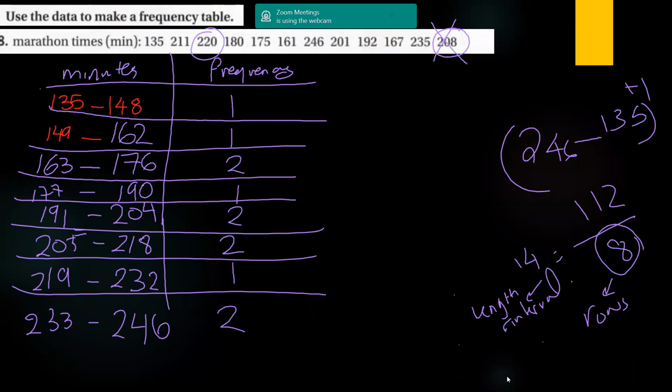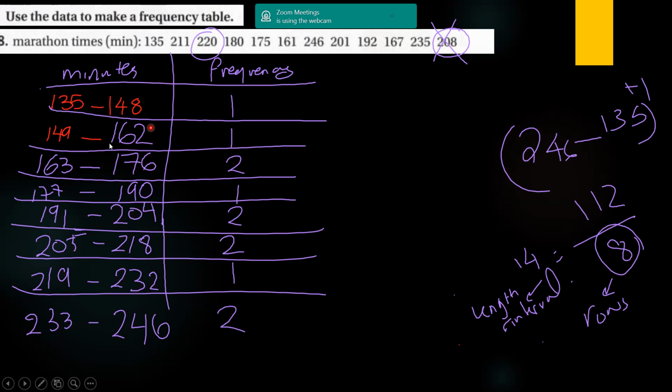Now let's see how many numbers we have. Let's count them here: 1, 2, 3, 4, 5, 6, 7, 8, 9, 10, 11, 12. So how many numbers do we have? 12. I want now to check if my frequency table is correct or not. Let's add: 2 plus 1 is 3, plus 2 is 5, plus 2 is 7, plus 1 is 8, plus 2 is 10, 11, 12. So this is correct. 12.